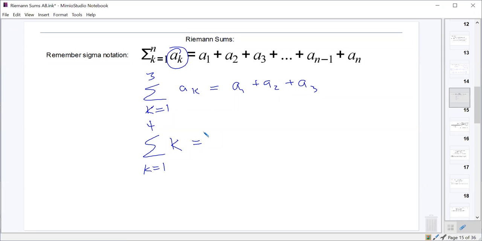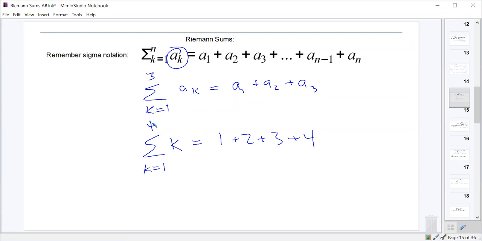What do you think that would mean? Would it be like 1 plus 2 plus 3 plus 4? That's exactly what it would be. It'd be k equals 1, so 1. And then the next one would be 2. The next integer would be 3. And the next one would be 4. And now that I've got to the fourth one, I stop. Easy enough?